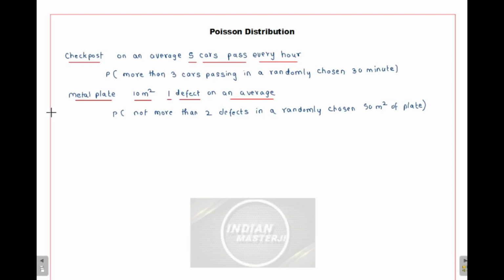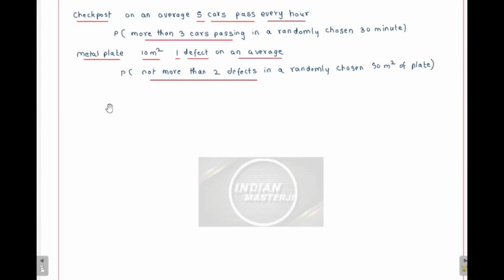Then we are trying to find out the number of occurrences in a randomly chosen interval for the same scenario. Like here we are talking about more than 3 cars passing, and here not more than 2 defects. These are the number of occurrences of the said event. Here the event is cars passing through the check post, and here it is the number of defects in the metal plate.